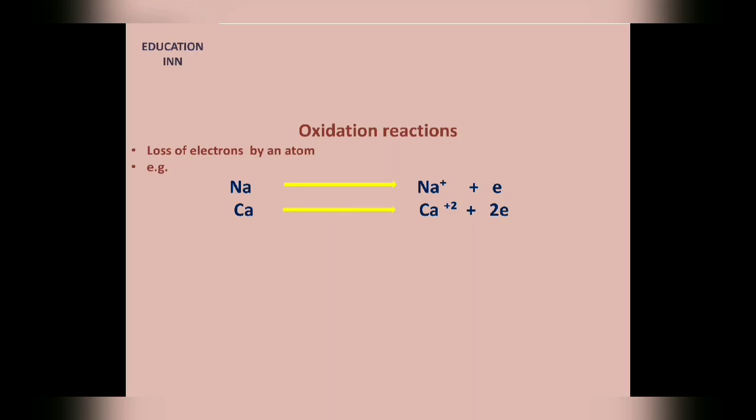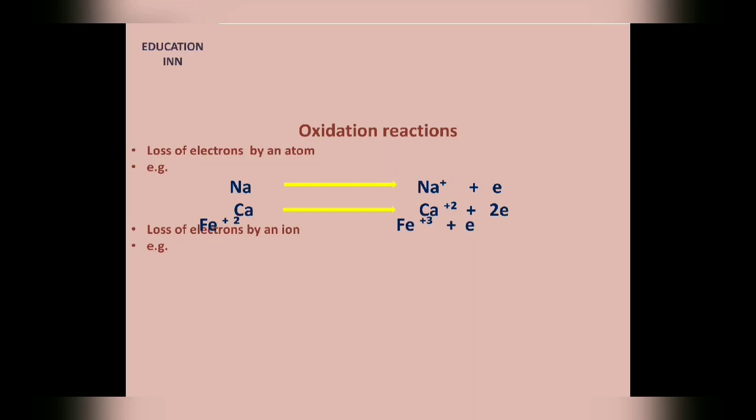Calcium belongs to group number 2 and has the ability to lose 2 electrons, producing calcium plus 2 ion. So this is also oxidation reaction as it involves loss of electron. Loss of electron by an ion is also called oxidation reaction.